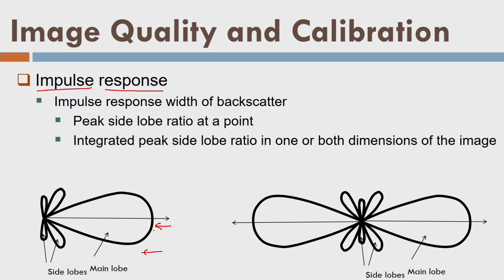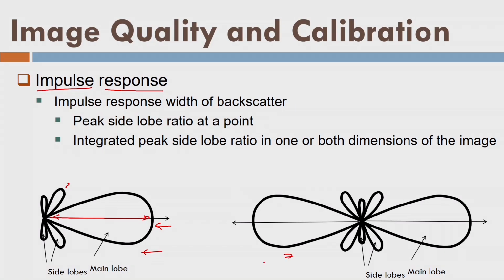This is the main lobe, what we call the main peak, and these are the side lobes. So side lobes are creating the noise. If I take the ratio of this main lobe to the side lobe, that will decide the quality of image observation or the quality of backscatter.